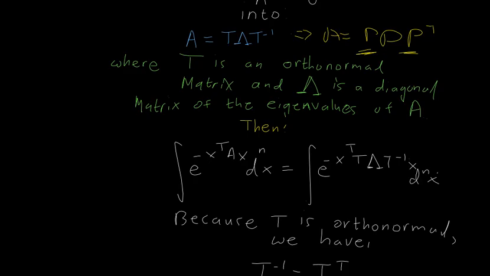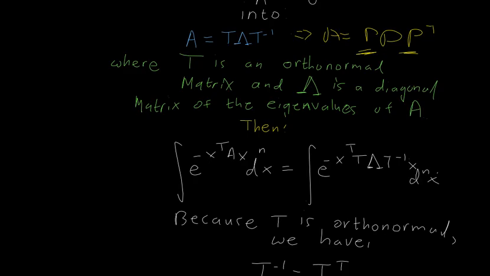So then we have this integral here. Now, since T has to be orthonormal, we have the fact that T inverse has to equal T transpose. Right? That's a fact that can't be disputed actually. Right? T inverse has to equal T transpose. There's no way around it. Okay. Now let's define a new variable. Okay, I'm going to let y be my new variable. It's going to be called T transpose x. Okay, T transpose x.